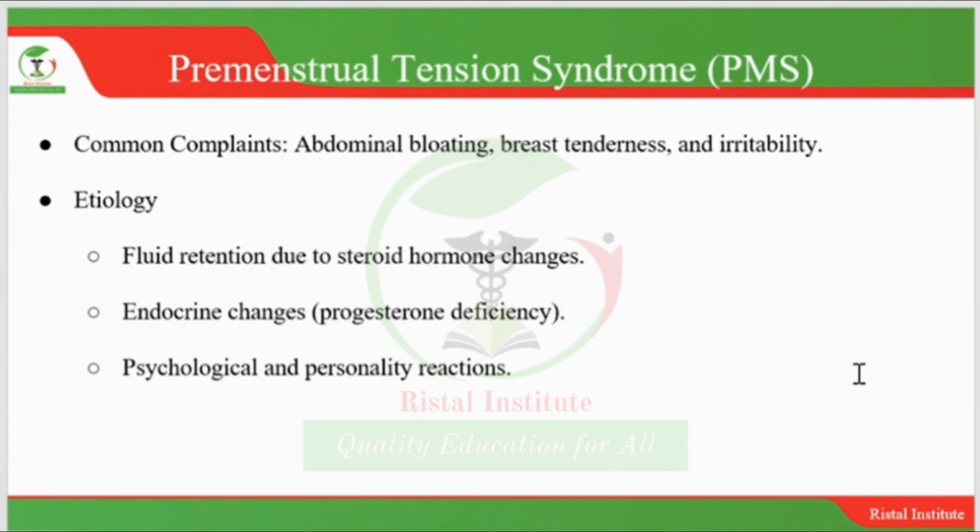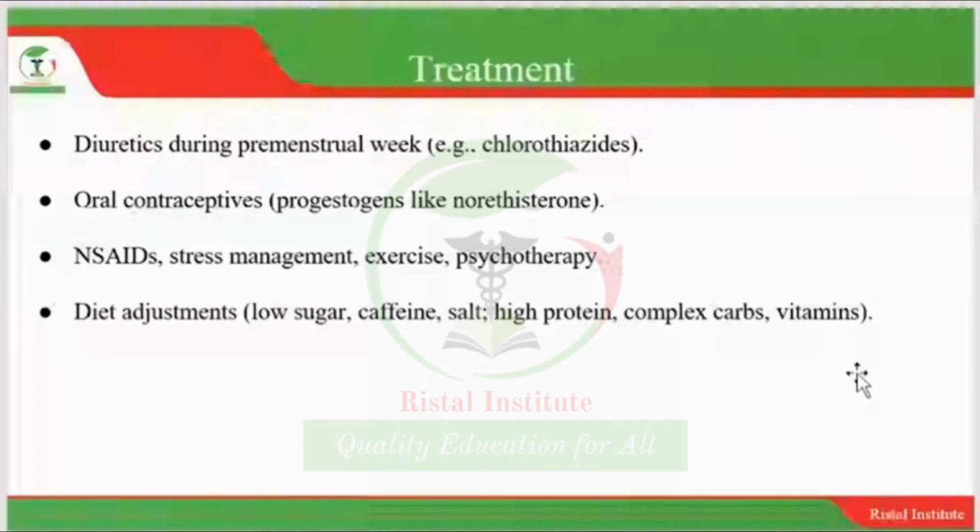Then NSAIDs, stress management, exercise, psychotherapy. Diet adjustments, including low sugar, caffeine, salt, high protein, complex carbs, and vitamins.